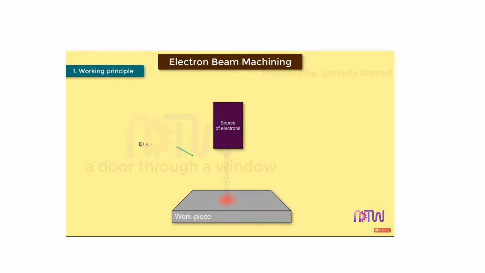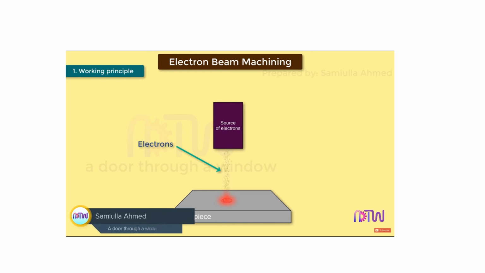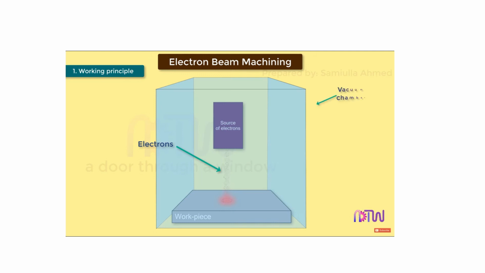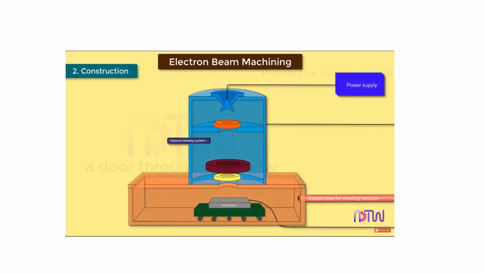Working principle. This machining process works on the basic principle of conversion of kinetic energy of electrons into heat energy. When a high-speed electron impinges on a workpiece, its kinetic energy is converted into heat energy. This heat energy is used to vaporize material at the workpiece interface. This is the basic principle of EBM machining. This process is carried out in a vacuum, otherwise the electrons will collide with the particles in the air and lose their energy.